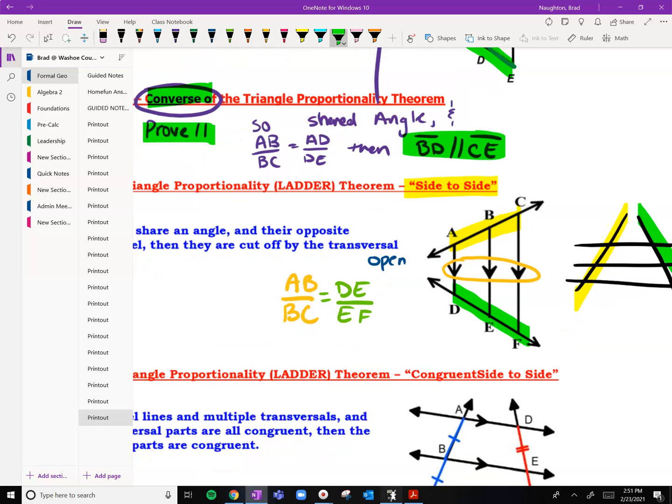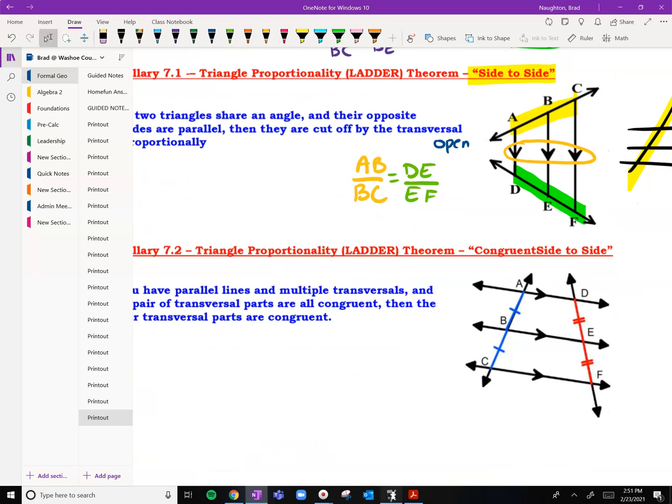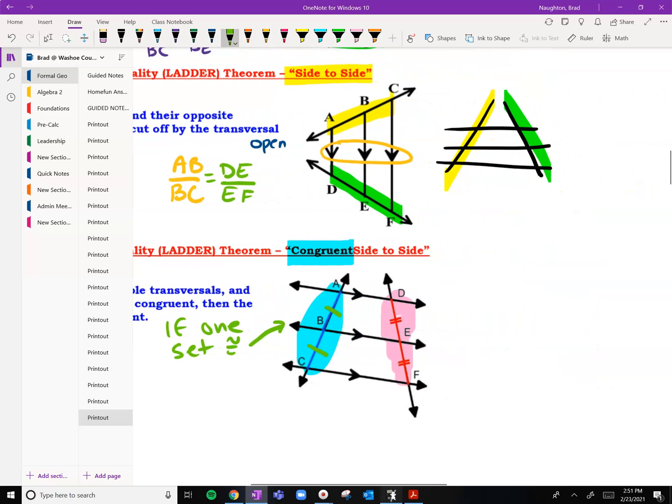Now, the second corollary to that is what I call congruent side to side. Looks like I missed my space in here, apologize. That says if we have the same exact diagram, and one set of sides is congruent, notice I have a tick mark, then the same relationship holds on the other side. So the other side is congruent.